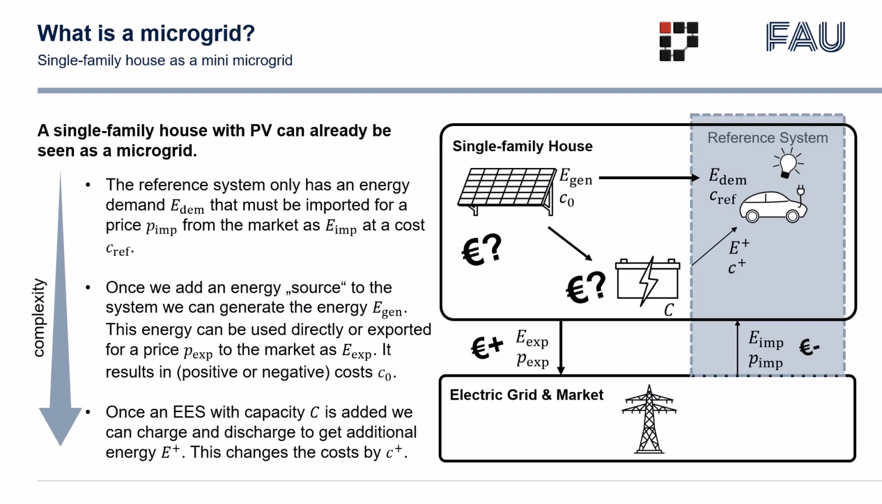And here you can now store energy from your generation and use it at a later point in time to cover your demand. This additional energy that you can get from your battery storage system is here abbreviated as capital E plus. And similar to the photovoltaic system, it decreases the energy that you can export, because you are able to store it internally.